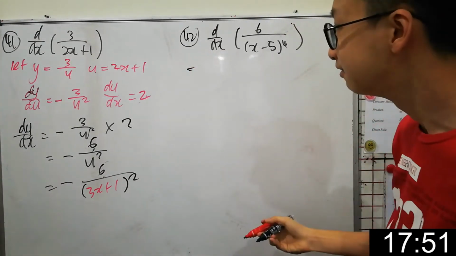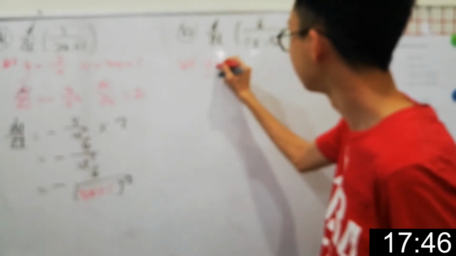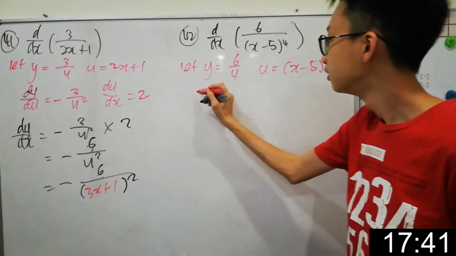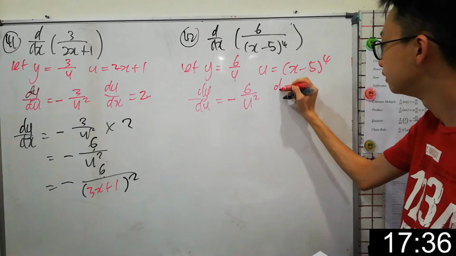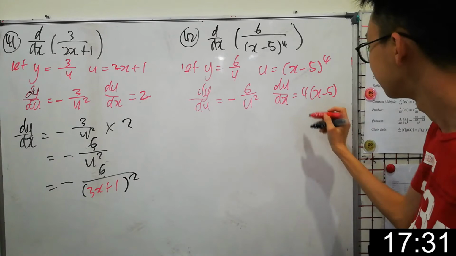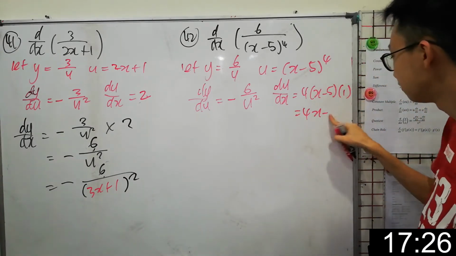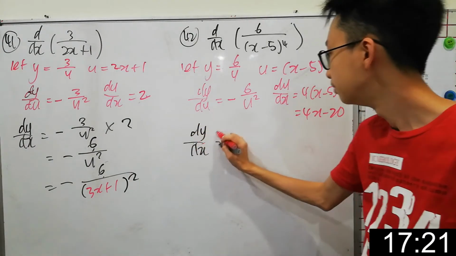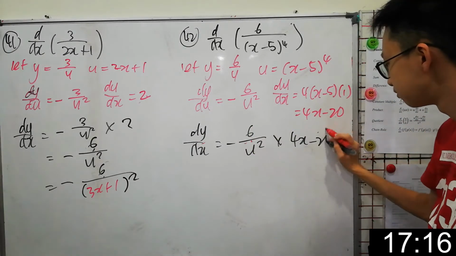Anyway, again, we can just use the chain rule like that. We let y equals 6 over u, then u equals x minus 5 to the 4th power. So dy/du will be negative 6 over u squared. Then du/dx is 4 times x minus 5 times 1, which is 4x minus 20. Then dy/dx will be this times this: negative 6 over u squared times 4x minus 20.